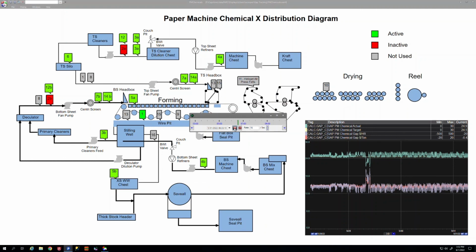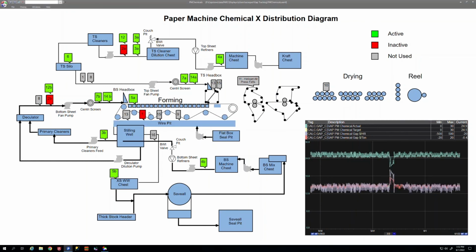So if I hit stop, you'll notice that this one goes back to red, indicating that we're not using it in the current process.